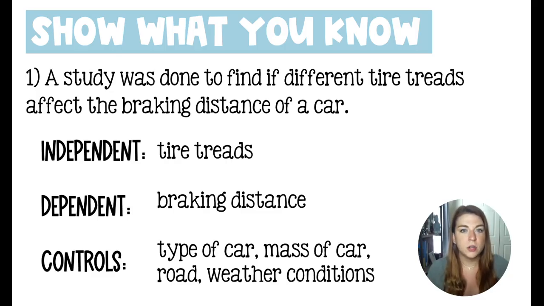Lastly, the controlled variables are going to be the type of car, the mass of the car, the road. You don't want to do one of these on a dirt road and one of them on a paved road. And finally, the weather conditions. Anybody who's driving knows that the road is a little slippery when it's wet and it's very slippery when it's icy or slushy. So we want to make sure that every test is done when the road is the same. It can be dry, it can be wet, it doesn't matter as long as it's the same for all of the cars.